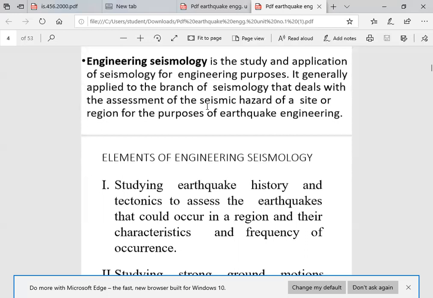Okay, next one is engineering seismology. So what is engineering seismology? It is the study and application of seismology for engineering purposes. It is generally applied to the branch of seismology that deals with the assessment of seismic hazard of a site or region for the purposes of earthquake engineering. In the world there are different regions, but in some regions earthquakes are more frequent and in some regions they are less. Why is this? Because geological factors come into the picture.